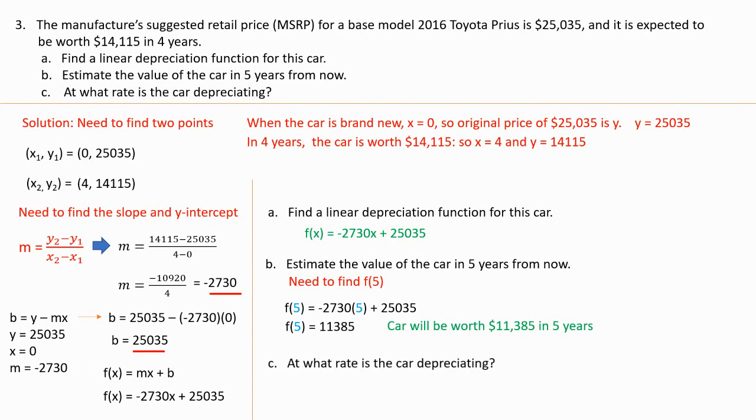They're asking for the slope, but a lot of students make the mistake of putting a negative. The word depreciating already means negative, so you don't have to put negative. And if you do that on your MyMathLab, it's going to count it wrong. So the slope would just be 2,730, because we know it's depreciating, that means it's negative. So this is the answer that they want.